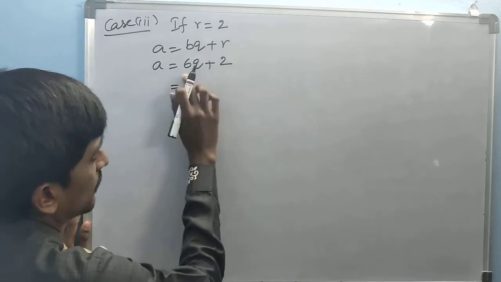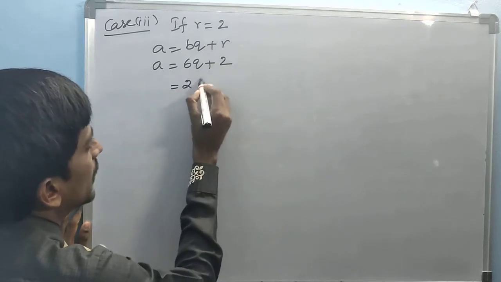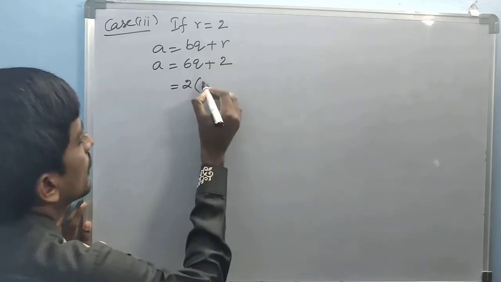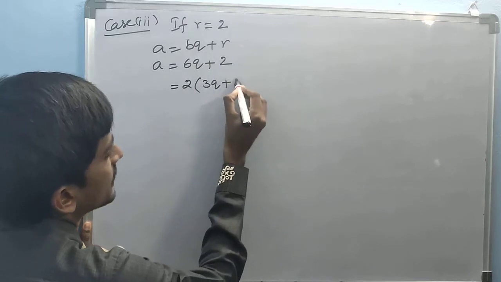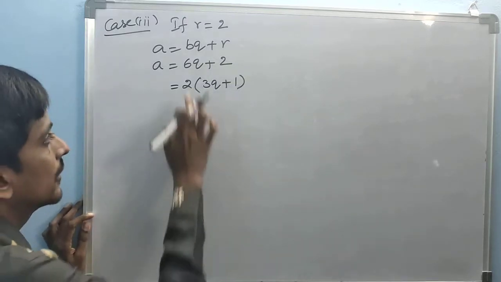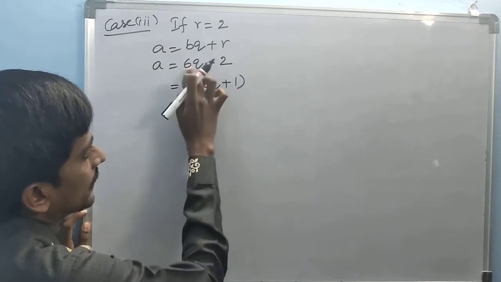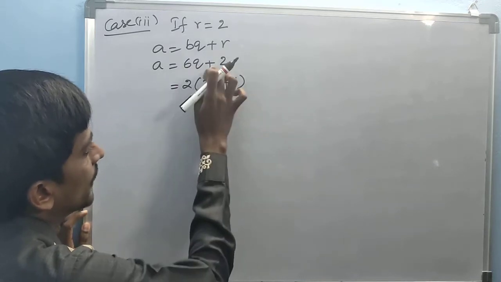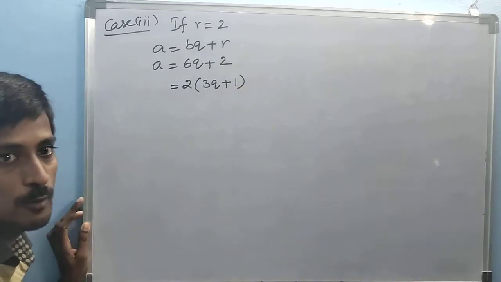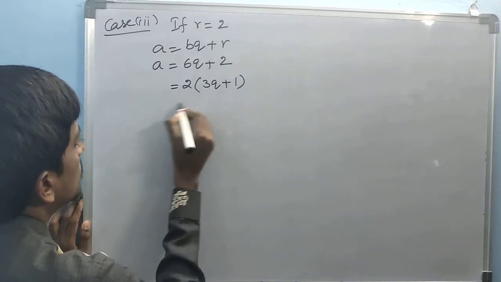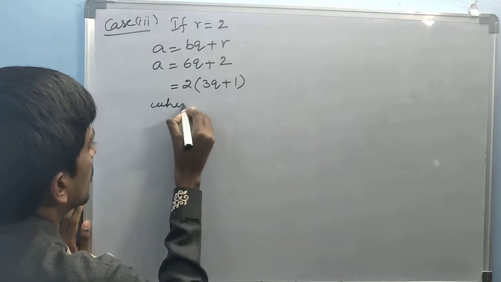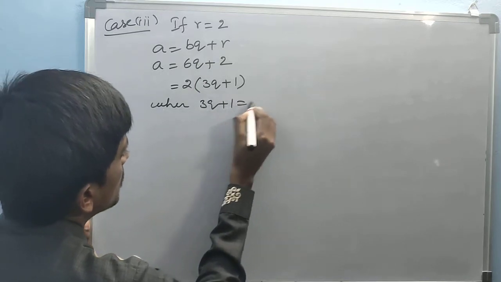Here 2 is common, so take common 2. 2 into 3q plus 1. Here 2 is common, so take common 2: 2 times 3 is 6q, plus 2 times 1 is 2. So 2 into 3q plus 1, where 3q plus 1 equals m.